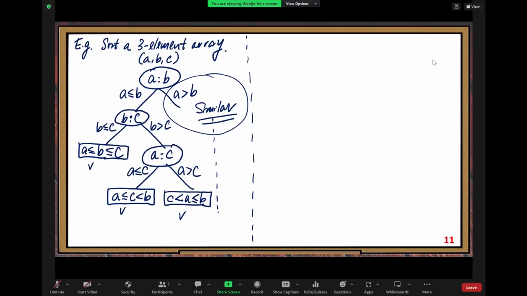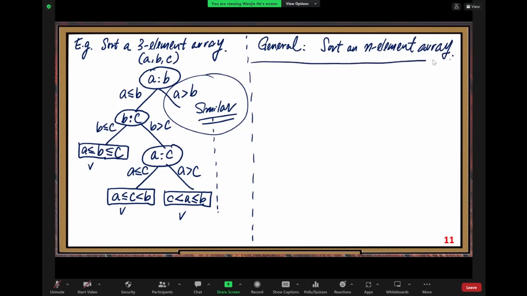After this simple example, you can understand how people draw a decision tree for any given comparison-based sort in the straightforward way. All right, so now we need to do the same thing, this time on the general, abstract problem: sort an n-element array.